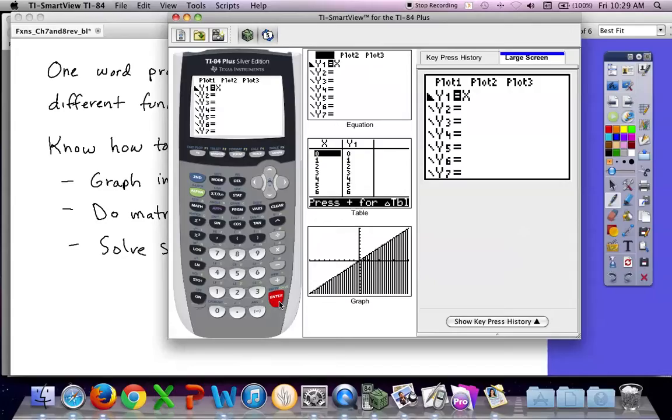What's the one thing you can't tell by looking at the graph in the calculator? Solid or dashed, right? It doesn't show you that. It just shows you the shading in the right spot. But you can add that part. Opposite. Opposite.